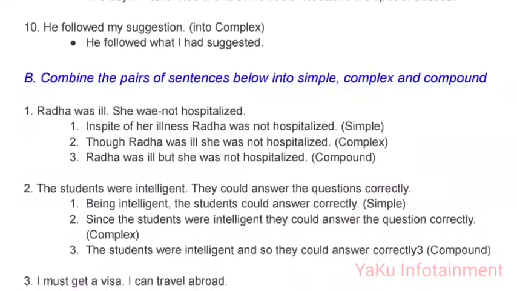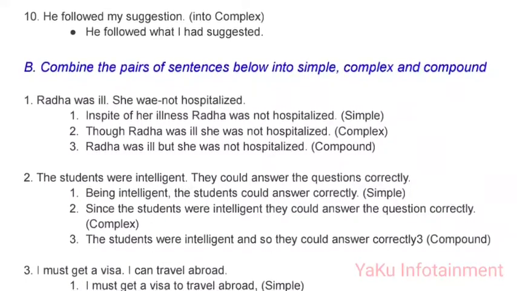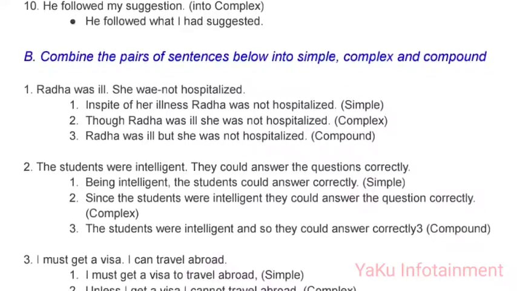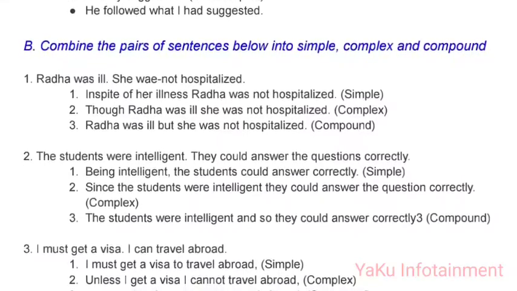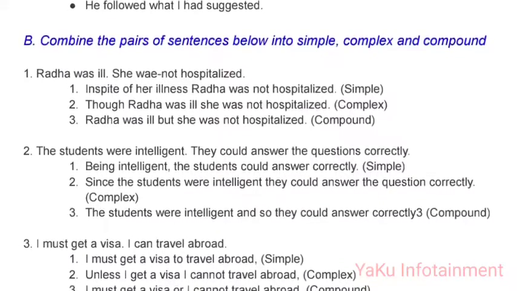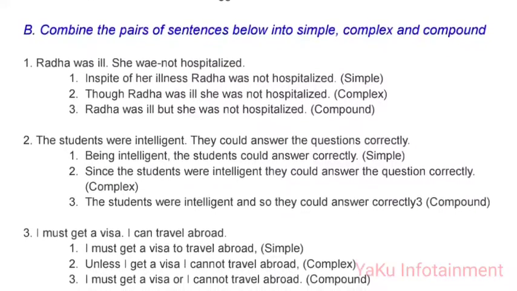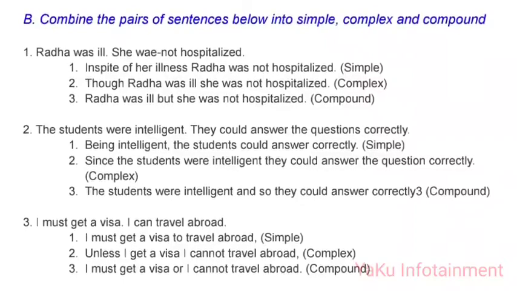B. Combine the pairs of sentences below into simple, complex and compound. 1. Radha was ill. She was not hospitalized. Simple. In spite of her illness, Radha was not hospitalized. Complex. Though Radha was ill, she was not hospitalized. Compound. Radha was ill but she was not hospitalized.